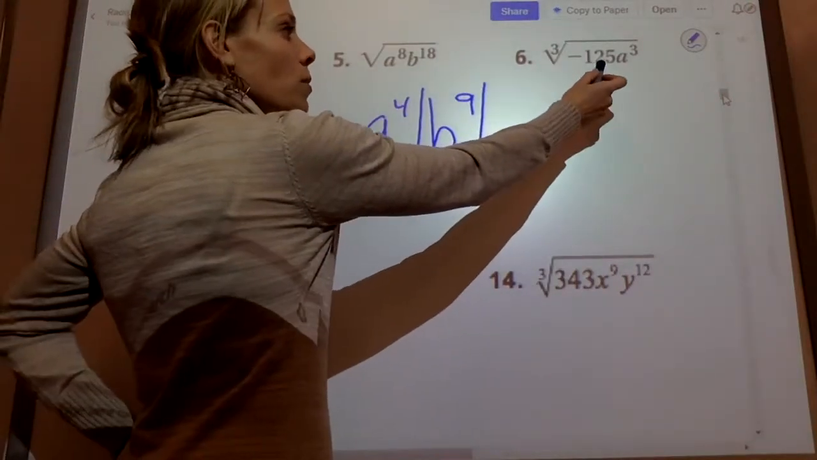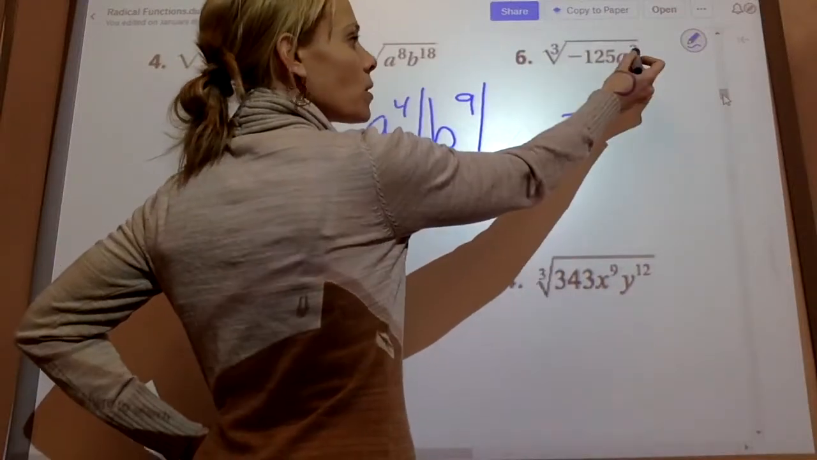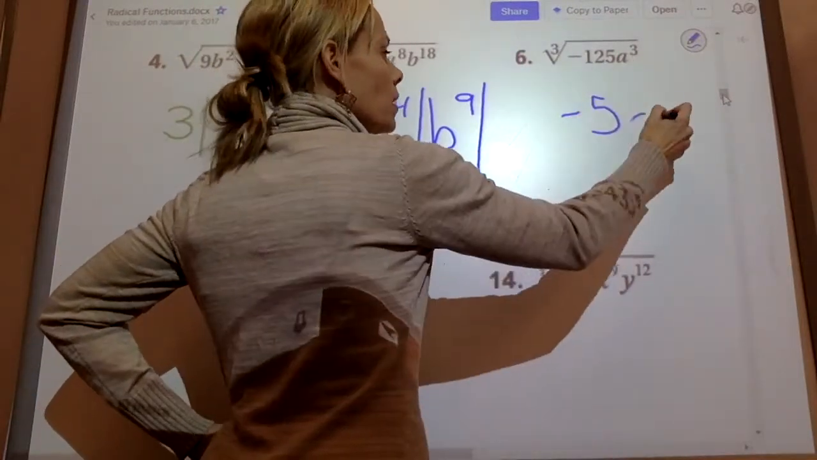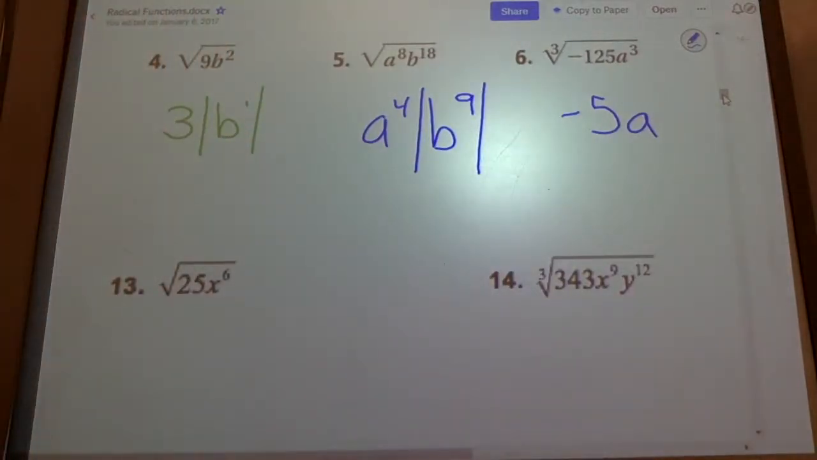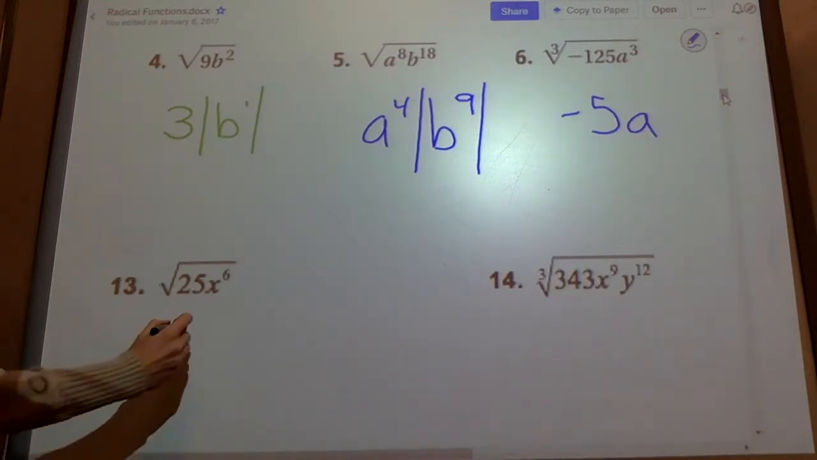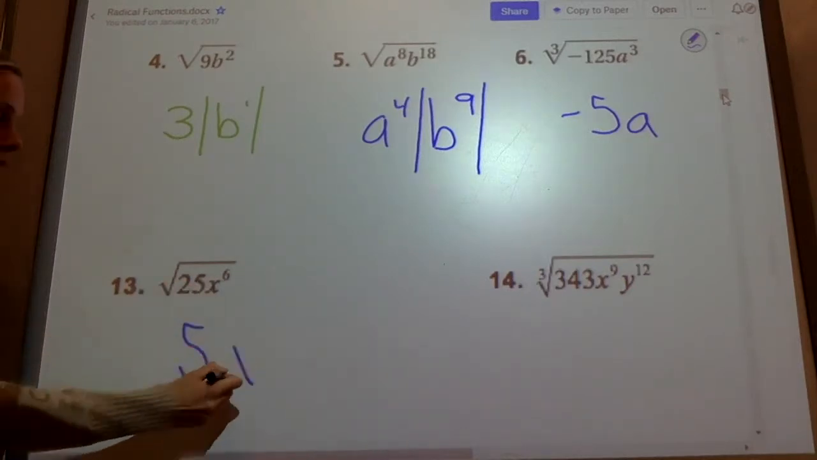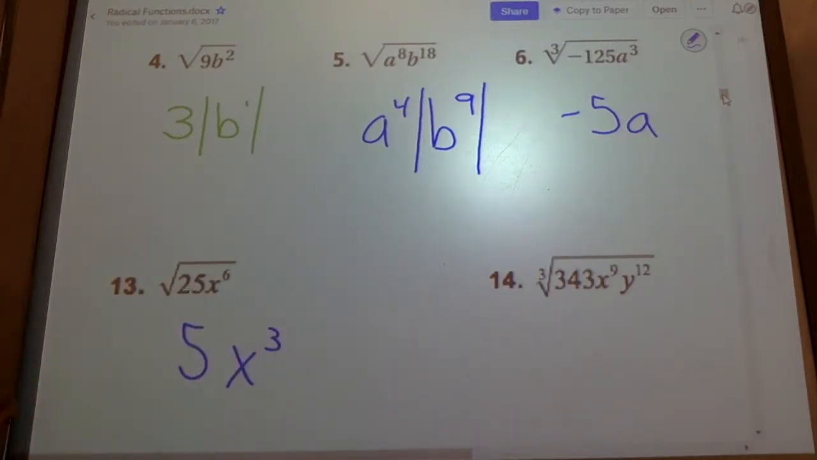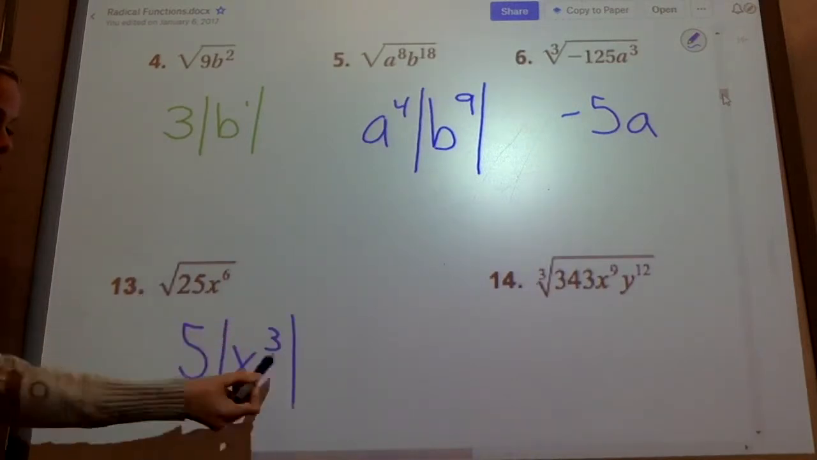Cube root. What's the cube root of negative 125? Negative 5, very good. How many groups of 3 go into 3? 1. It's an odd index, so I don't have to worry about absolute value. Okay, how about this one? What's the square root of 25? How many groups of 2 go into 6? 3. Am I done? No, because this is even and this is odd, I need absolute values.